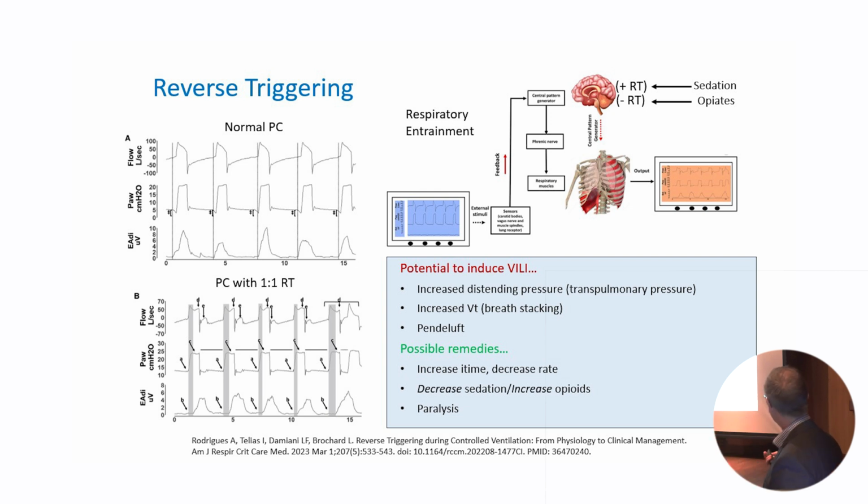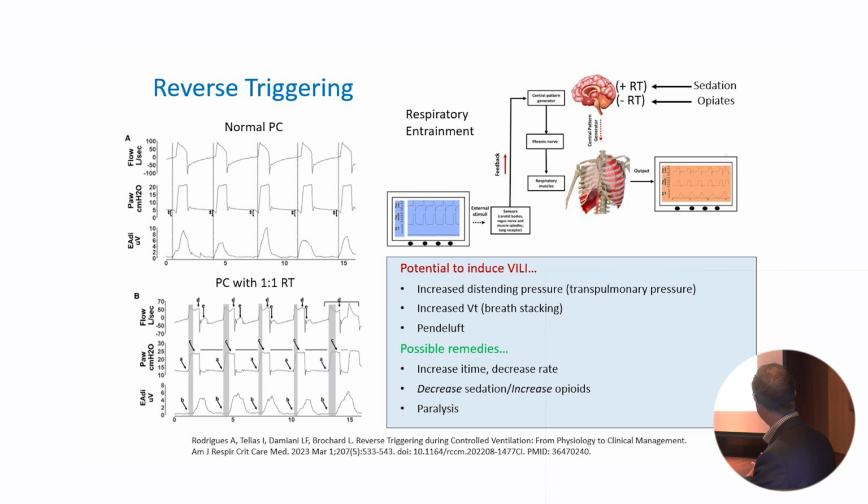In at least one study, opiates are protective. So for every 10 micrograms per hour the fentanyl drip was increased, the incidence of reverse triggering went down by 7%. So essentially, if your fentanyl drip is 100 micrograms per hour higher, you're 70% less likely to get reverse triggering.